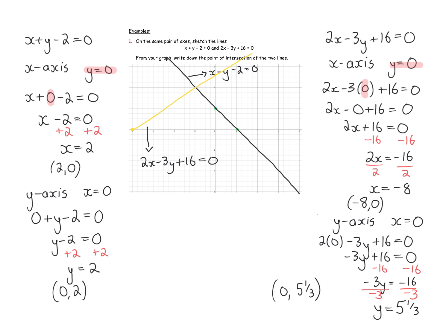The last part of the question asks us, from your graph, write down the point of intersection of these two lines. So the point of intersection is where both lines meet, and both lines meet exactly here, and that point is minus 2, 4. Example 2 is very similar to example number 1, so I'm hoping after I do this example it will clear up anything that might not make sense.